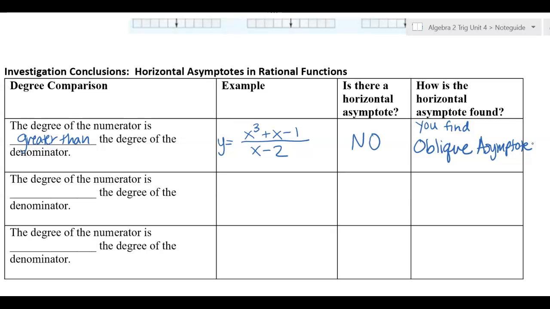The second category, if the degree of the numerator is the same as, or equal to, the degree of the denominator. And so again, just give yourself any quick example. It doesn't matter. I just want to make sure you understand what degree is, okay? In that case, was there a horizontal asymptote? So did the ends become like a horizontal line? Yes, okay?